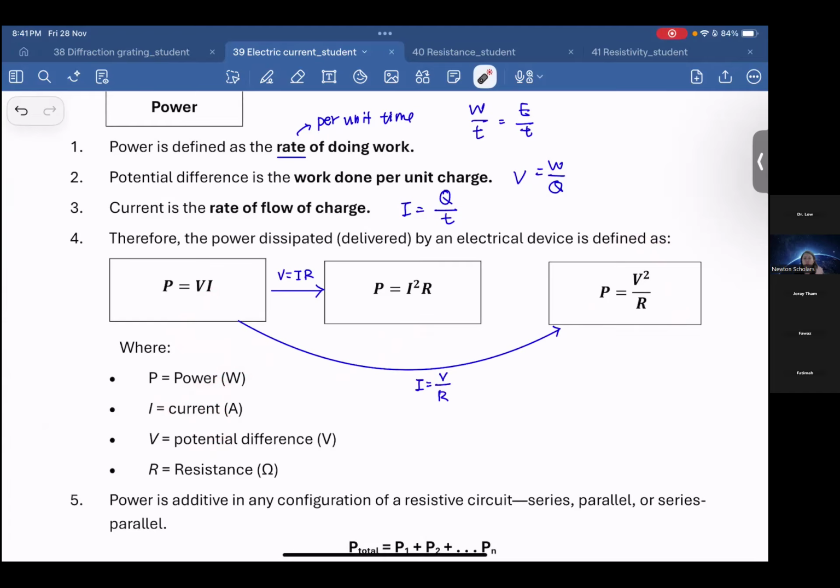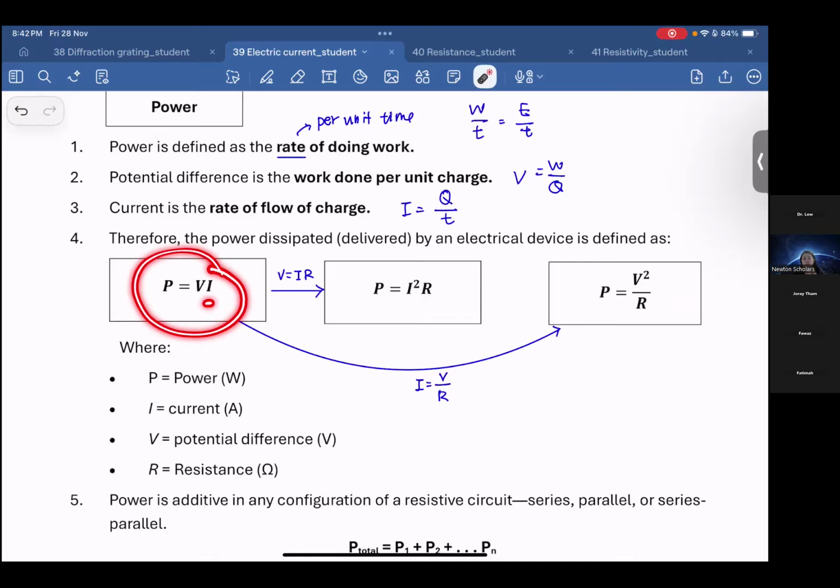Same power, it just depends on what information they provided to you. Then we choose, okay? If you forget another two, never mind. We still can use this formula to solve. Whatever information you don't have, you use V equals IR to solve it.